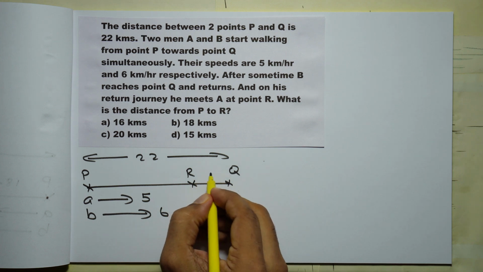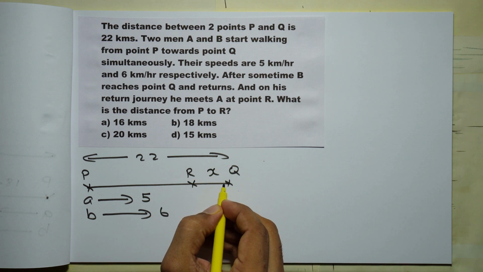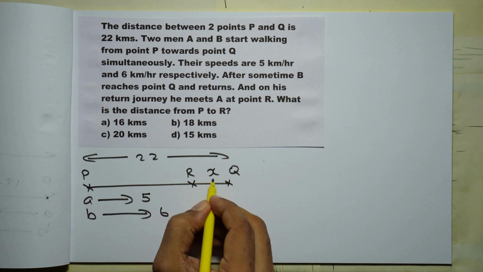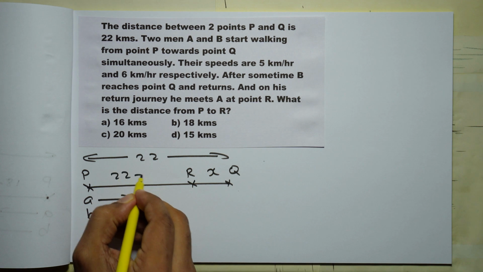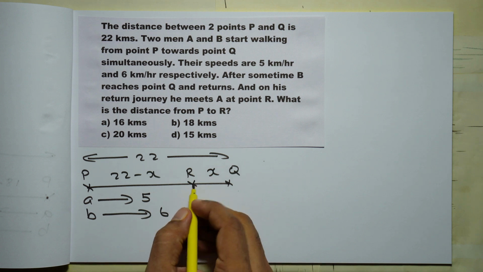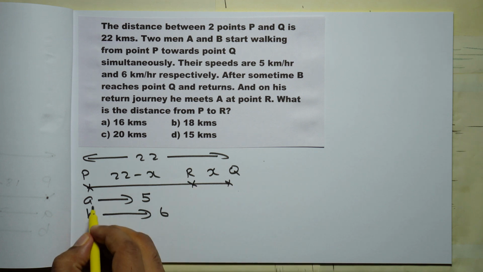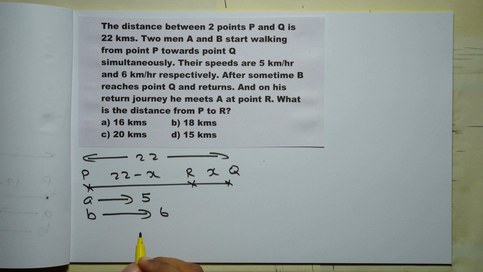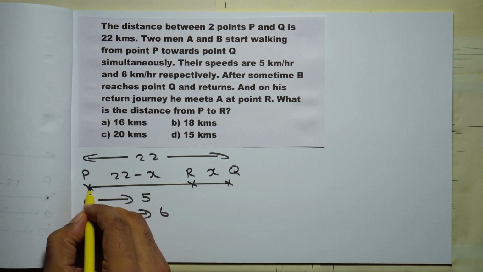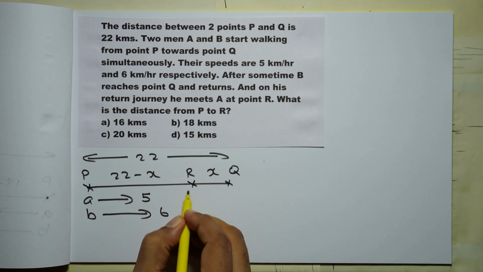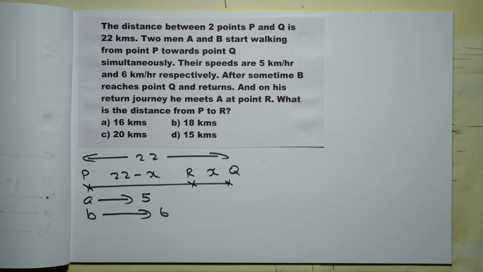Now what I will do is, I will assume that this is x. Now if this is x, then the remaining distance will be 22 minus x. Now when they meet here, you can see that both A and B have traveled for the same time. They both start at the same time, and when they meet here, they both travel for the same time. So we can equate the time for A and B.